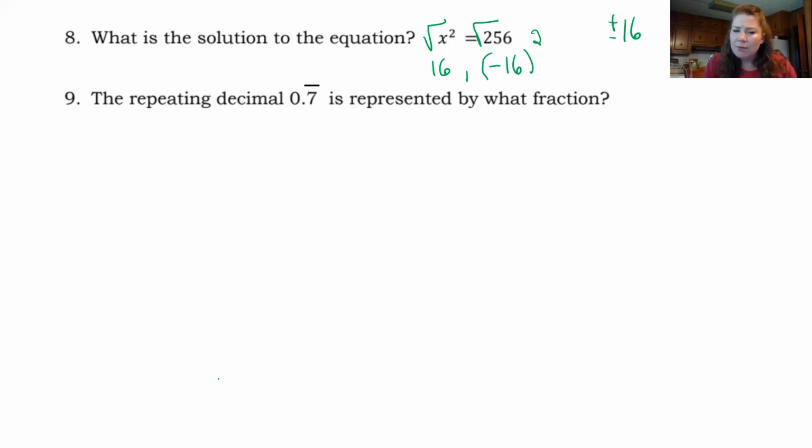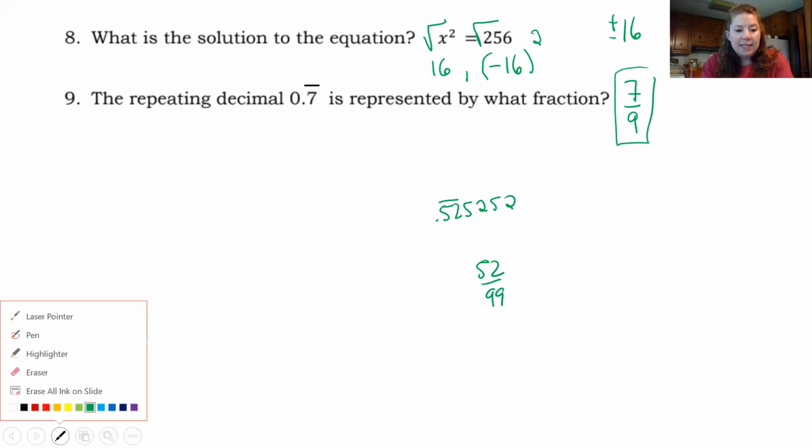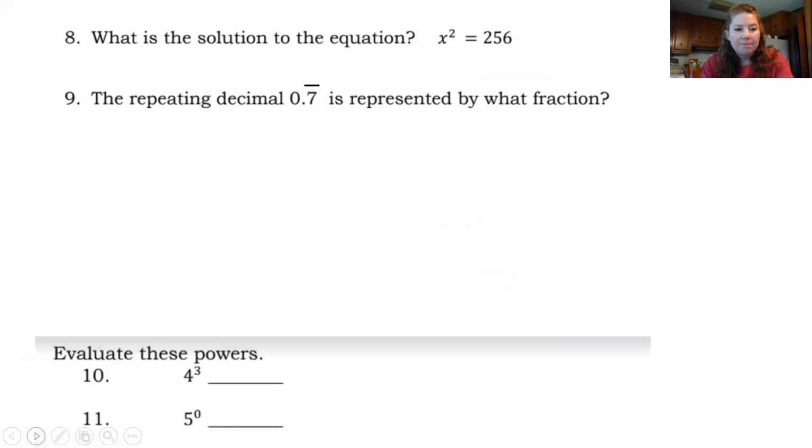All right, did we talk about repeating decimals? I think so. If you have one number repeating, the denominator is a 9. If you have 2 numbers repeating, like 0.52, 52, 52, the denominator would be 2 9s. If you have 3 numbers repeating, the denominator is 3 9s. So since a 7 would be repeating one number, the answer is 7 9ths. And if you want to check that, divide 7 by 9 and you'll get 0.7777 on your calculator.